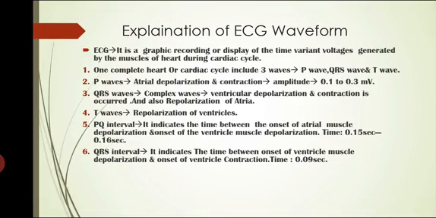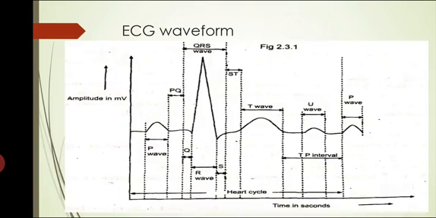So ECG means what? It is a graphic recording or display of the time variant voltage generated by the muscles of the heart during the cardiac cycle. In one complete heart cycle, it includes three waves, that is mainly the P wave, QRS wave and T wave.